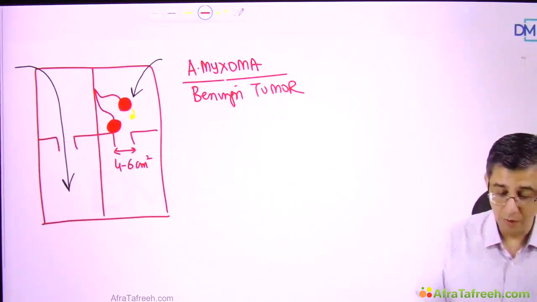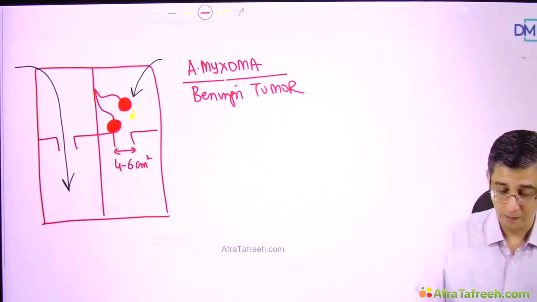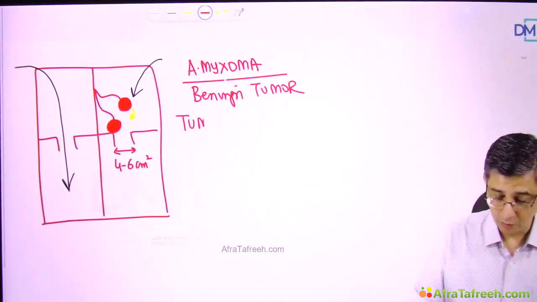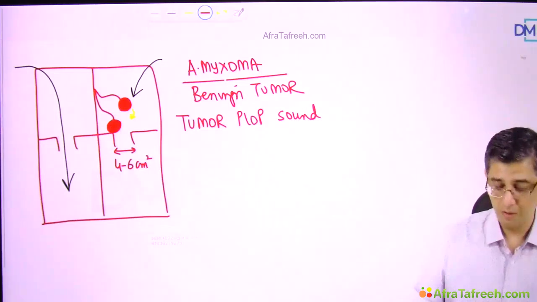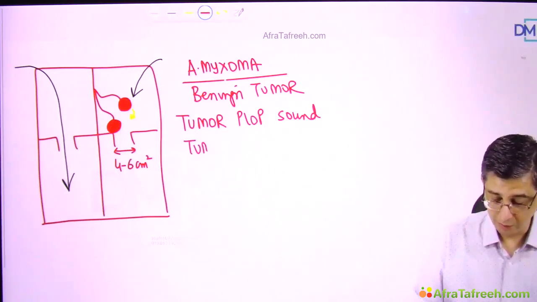If less would go in, less would come out also. Atrial myxoma is the most common benign tumor of the heart. The auscultatory finding that I've taught you here is called the tumor plop sound. The sound is created when the tumor goes and hits.